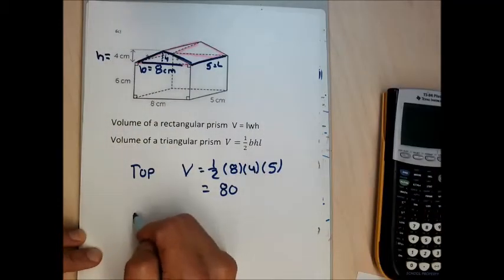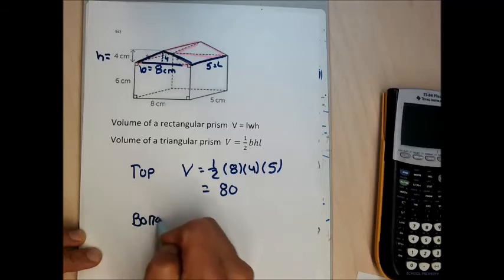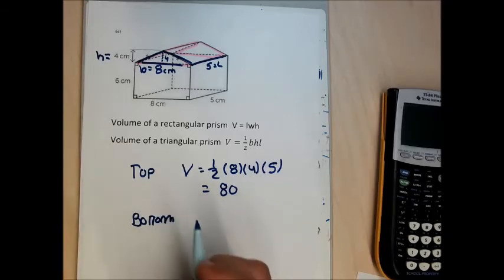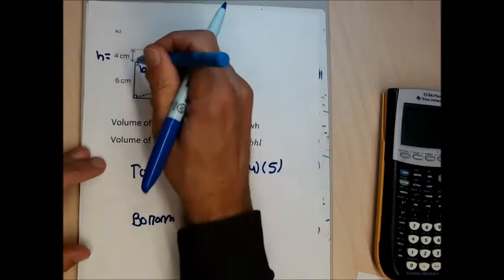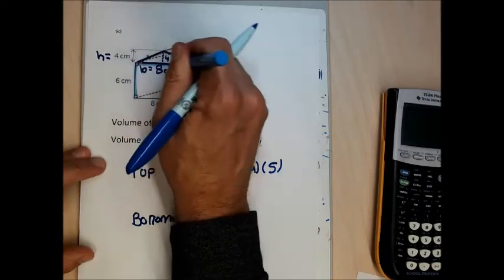The bottom of this, I'll do in a different color, is just a box, and a box is a rectangular prism.